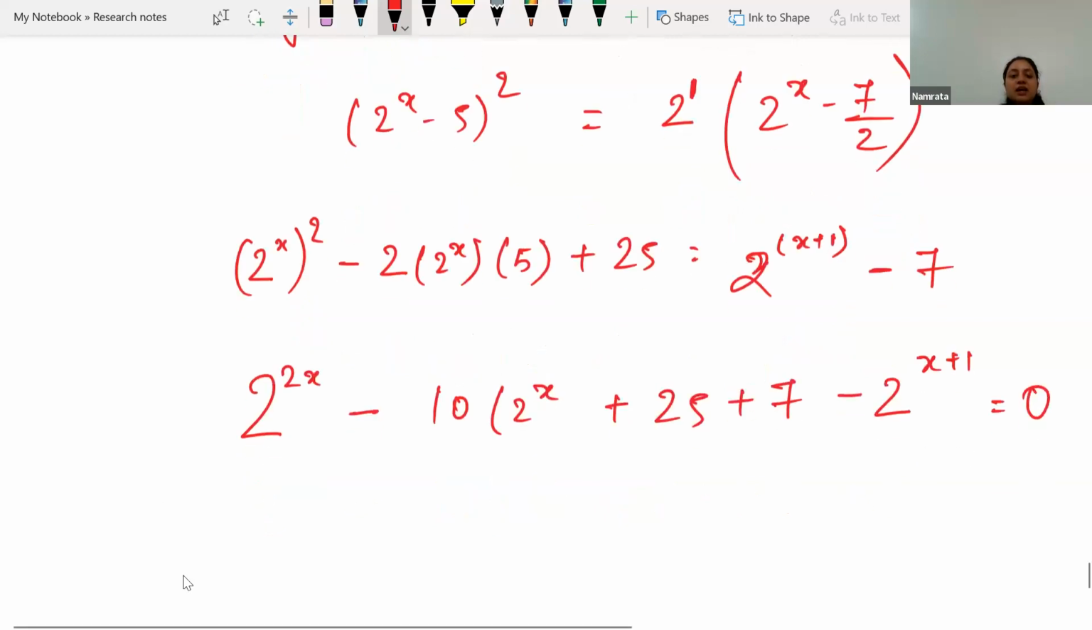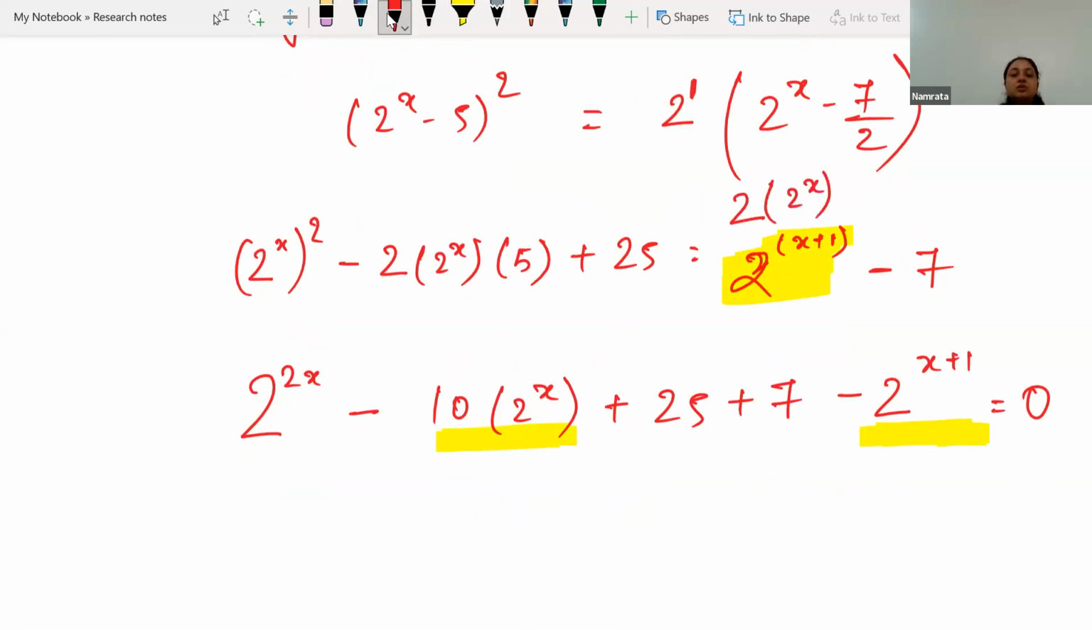Let's see what exactly we are getting. Okay, here we are having 10 into 2 to the power x. Here also I want to keep it as it is without adding the powers. Let's not add the power. Let's keep it as it is: 2 to the power 1 into 2 to the power x, 2 into 2 to the power x. This one also I want to write as 2 into 2 to the power x, so that 10 into 2 to the power x and 2 into 2 to the power x will be like terms.